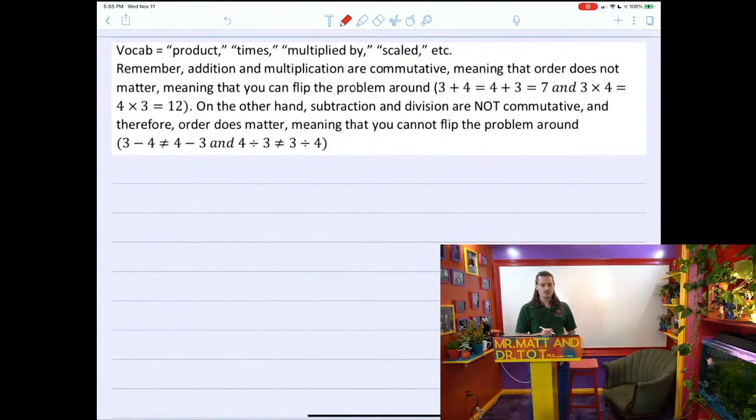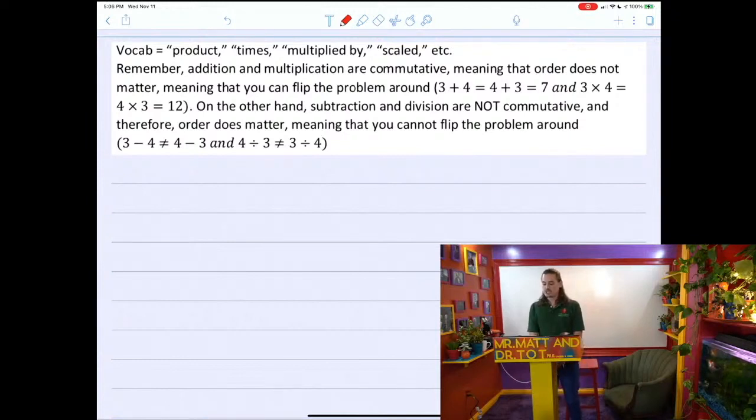If you have any questions, just let me know. Some additional vocab, like I said: the product is the answer to a multiplication sentence or multiplication statement. You could also see the word times or the phrase multiplied by. Scaled is another adjective that represents or connotes multiplication.